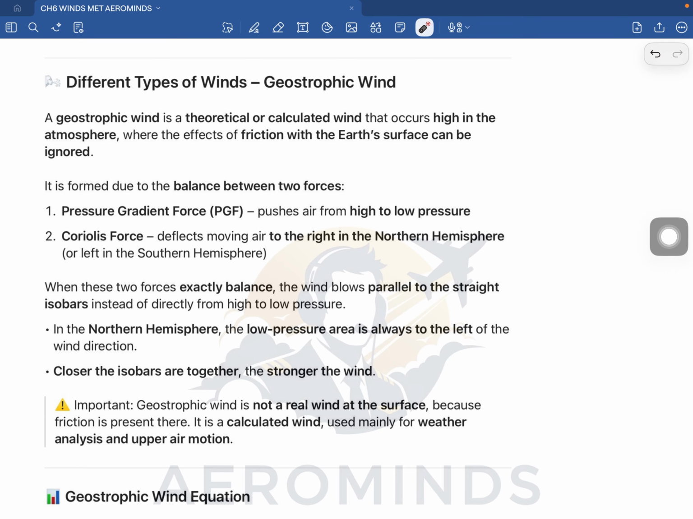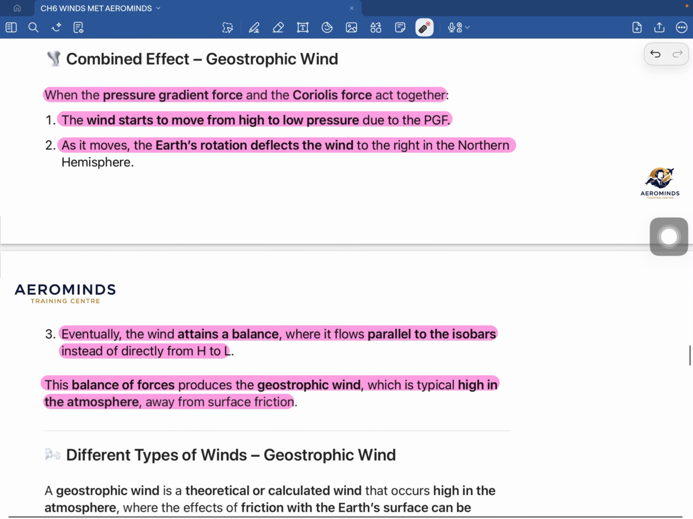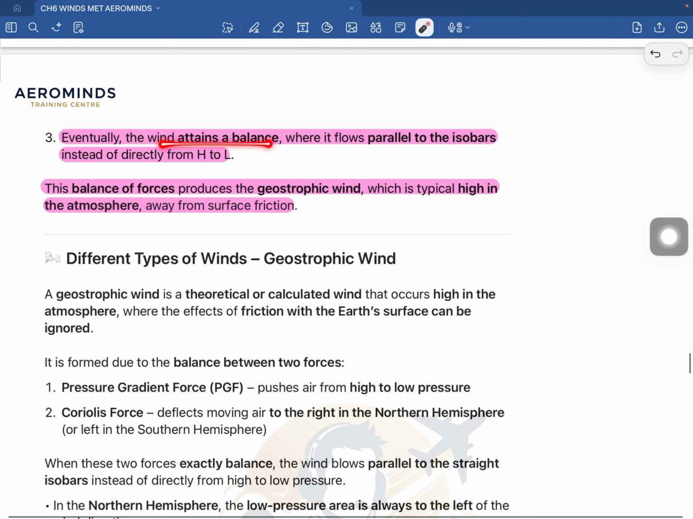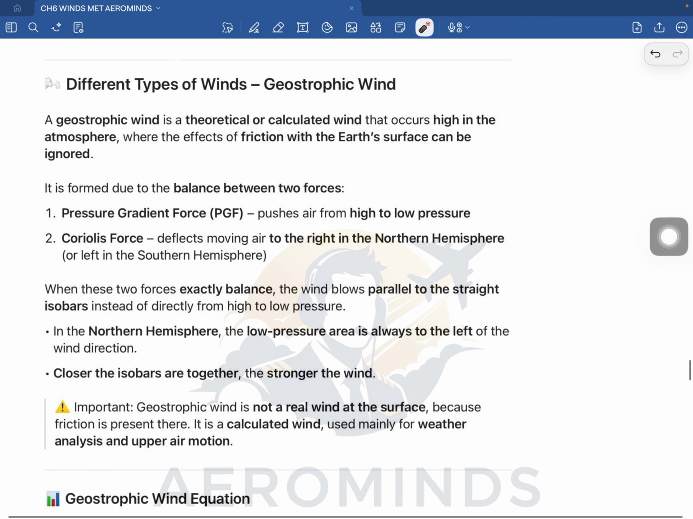Okay, so you already know how geostrophic wind is formed when the pressure gradient force and the Coriolis force act together. The pressure gradient force starts the air. The Coriolis force bends the air. When they attain a balance, it creates geostrophic winds, which is high in the atmosphere. So I hope you understand that.